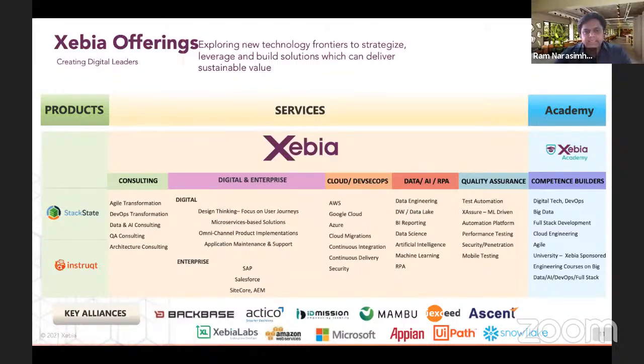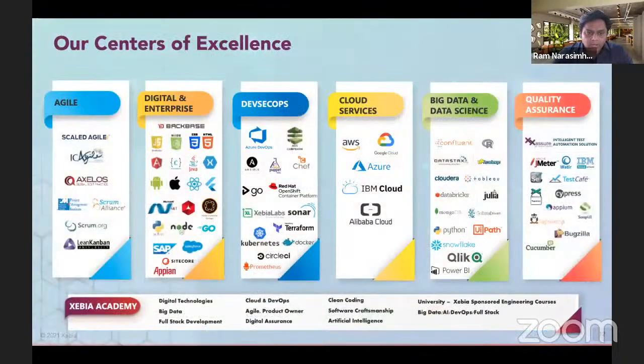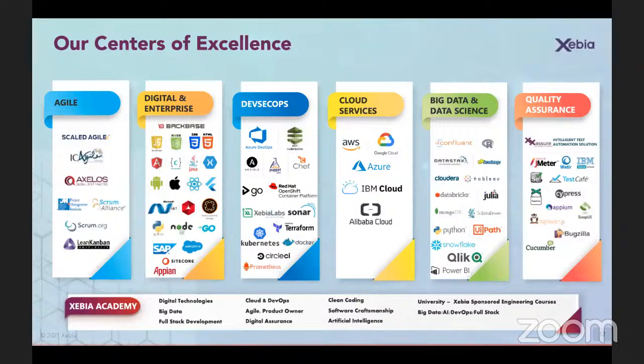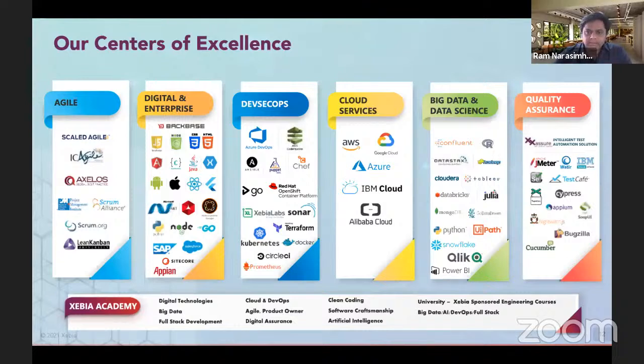Overall, if you see in the next slide, there are 6 core pillars for our engineering services center of excellence. One is Agile. Second one is digital enterprise that I spoke about. DevSecOps, when it comes to Kubernetes, Terraform, Docker, we're very good in that. Cloud services, all the 3 major providers that we're working with. Big data and data science is something that we specialize in quite well and have tremendous depth in. And definitely, having the quality assurance aspect end to end is also a niche area.